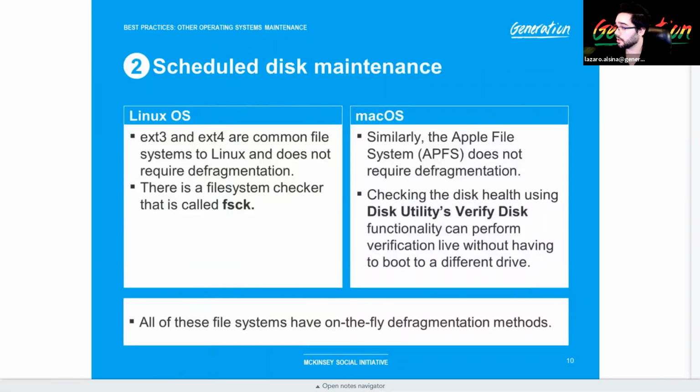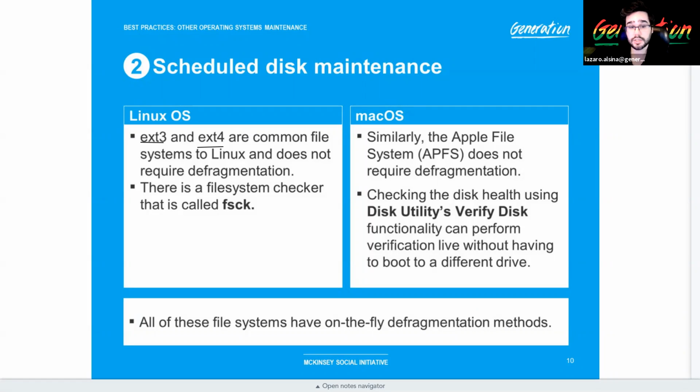Now, we're going to be talking about the file systems when it comes to Linux OS and Mac OS. On the left, we have ext3 and ext4. Most commonly in the Linux world, you will see ext3, and the newer, more updated and mainstream distros for Linux will use ext4.